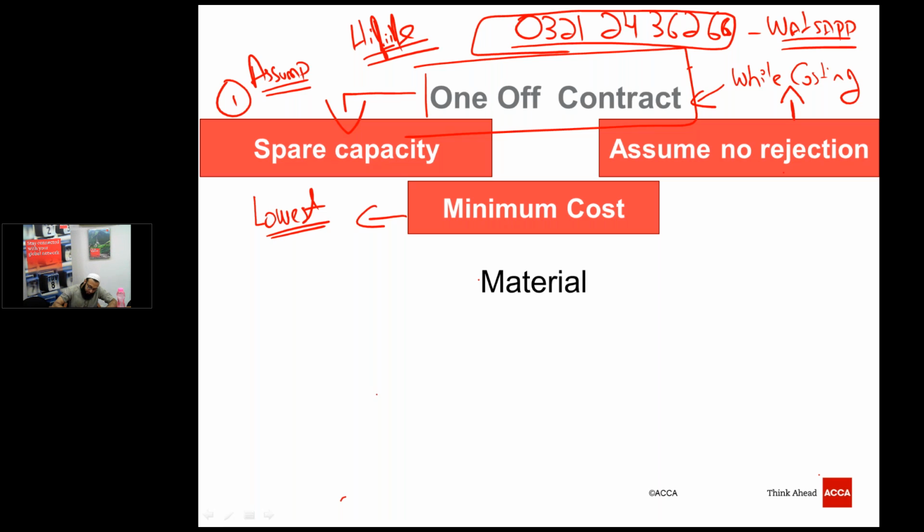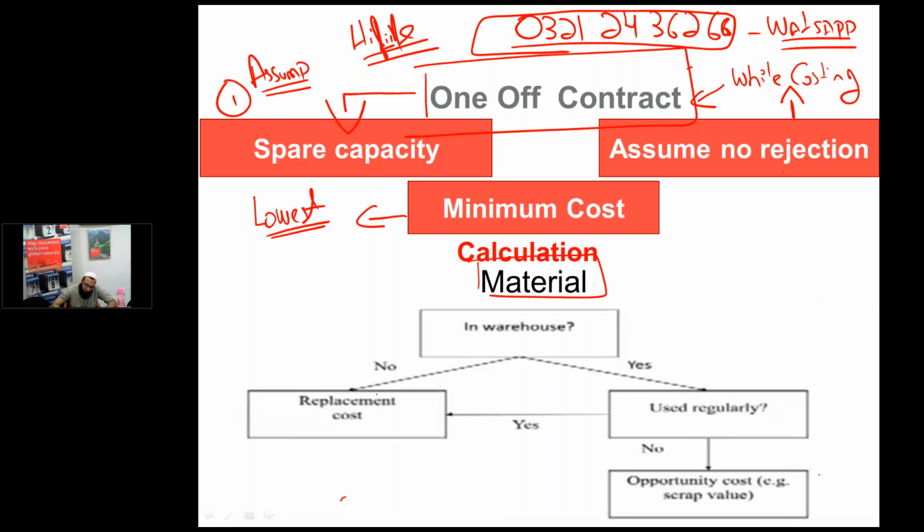In a one-off contract, how will you do the material calculation? Let me give you a quick example of that. For example, you have to use material on a one-off contract. Now, what is the first thing you will see? Is the material available in the warehouse? If it is not available in the warehouse, then you will buy the material.